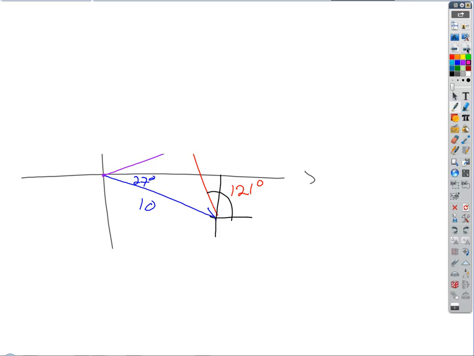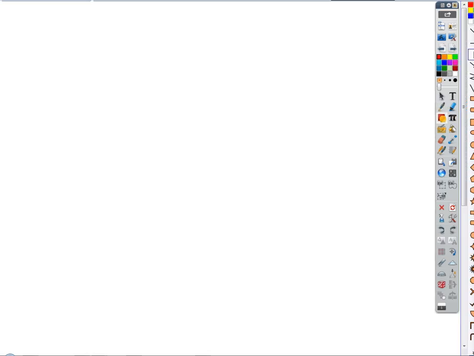Let me be a little neater about it. I want you to see the strategy first. If you know the strategy, making the connection to how we do the math is pretty simple. So let's try this again.